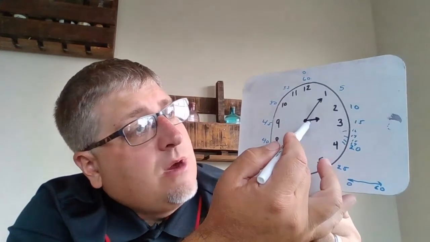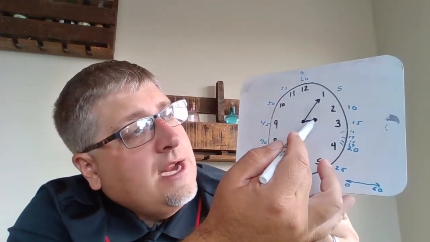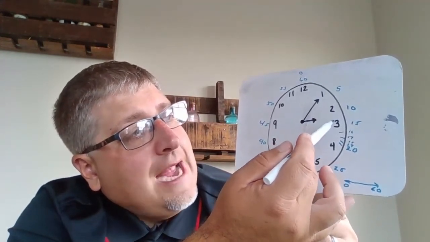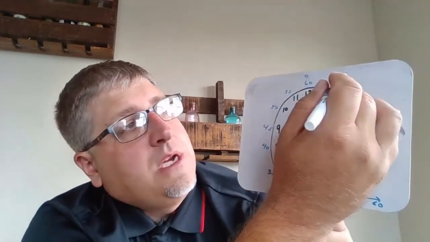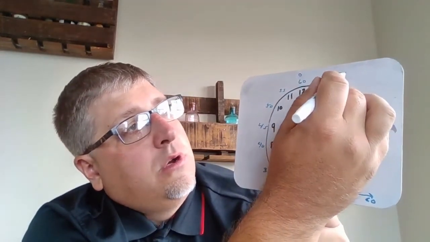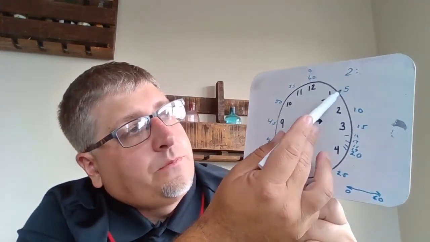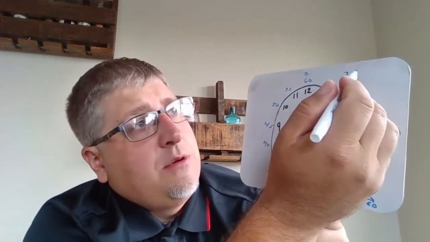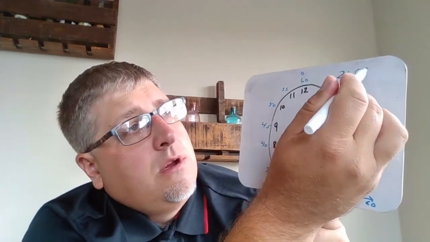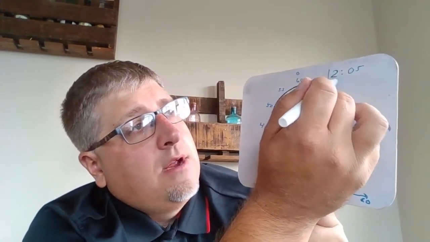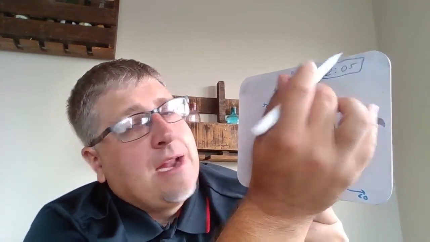So if we were to look at this right now, I would look at the shorthand right here. I understand that it's not at the 3 yet. So this would be 2. Okay. And then the big hand right here is at the 5. So that would be a 0 and a 5. And I would understand that if I'm reading my analog clock, it would be 2:05 is how you would read the analog clock here.